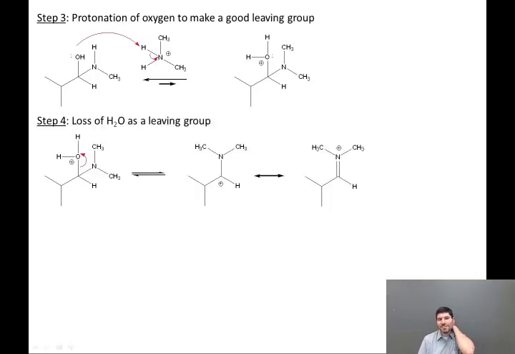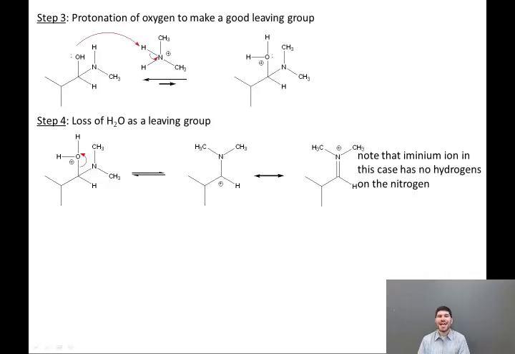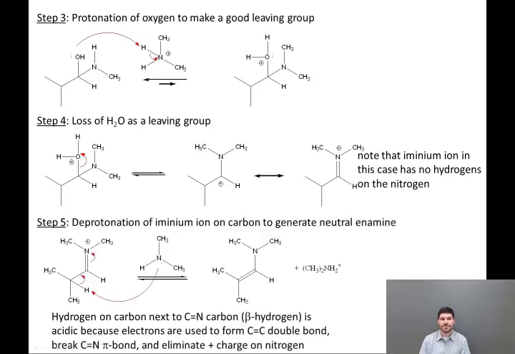And then moving forward implies that that leaving group is going to leave. So we lose water as a leaving group, and we once again generate the iminium ion, the resonance-stabilized carbocation. Now, in this case, note that the iminium ion has no hydrogens on the nitrogen. In the case of imine formation, we had a hydrogen on the nitrogen. In this case, we do not. And that's going to dictate the difference in the final step of the mechanism.